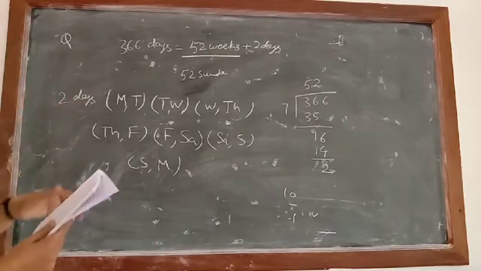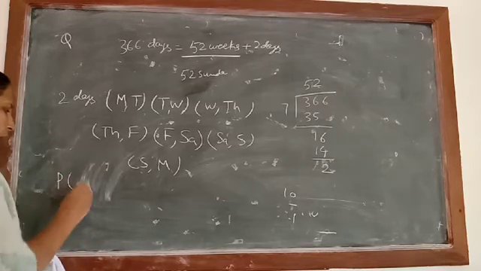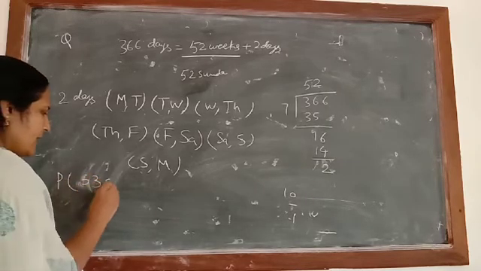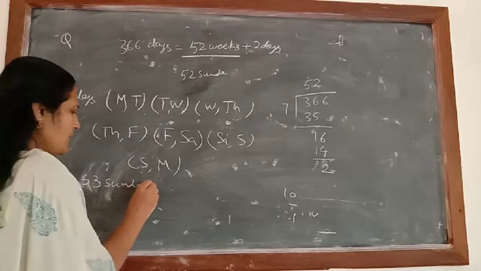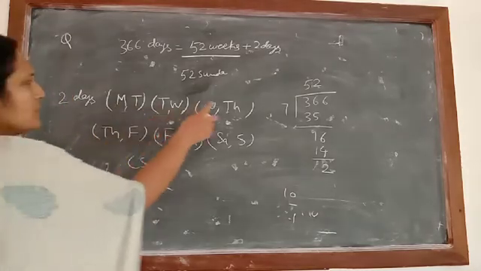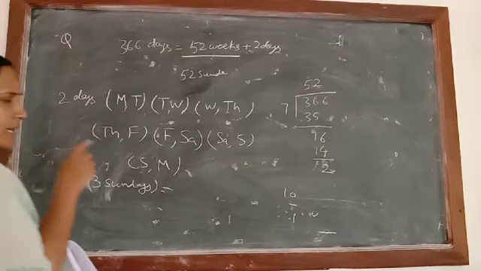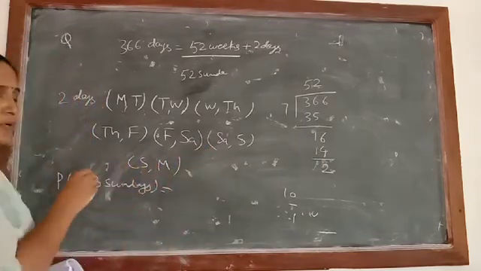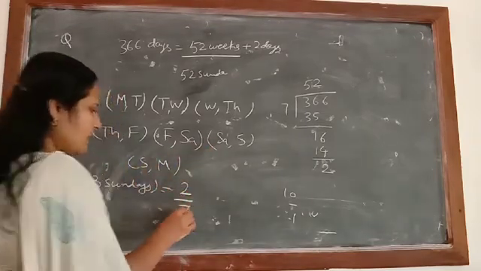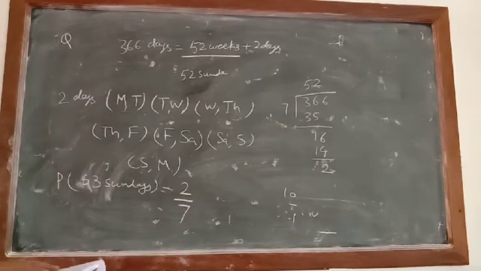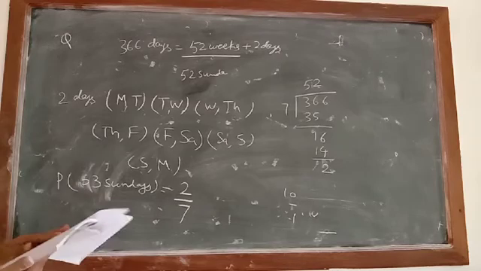Now just to check, in the remaining 2 days, how many times are we getting Sundays? How many outcomes are there? 1, 2, 3, 4, 5, 6, 7. And out of these 7, we are getting Sundays 2 times. So the probability will be equal to 2 by 7. Clear? Okay. Now we can take the next question.